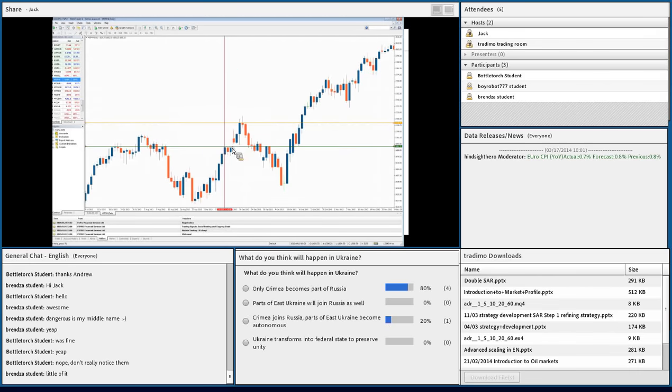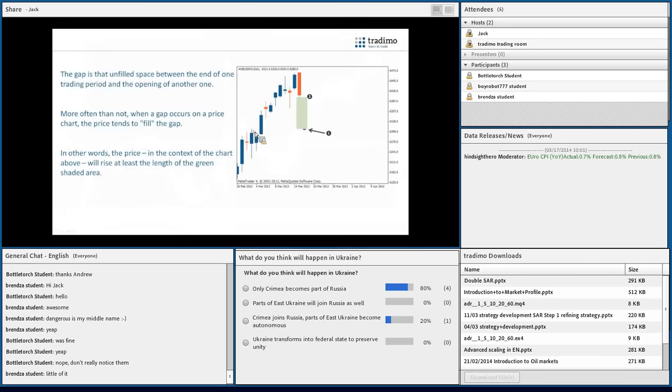Okay, and you can see that quite quickly this gap's obviously been filled. So there are a couple of types of gaps. You hear me banging on about it all of the time, guys. There are two main types of gap. One is stronger than the other.